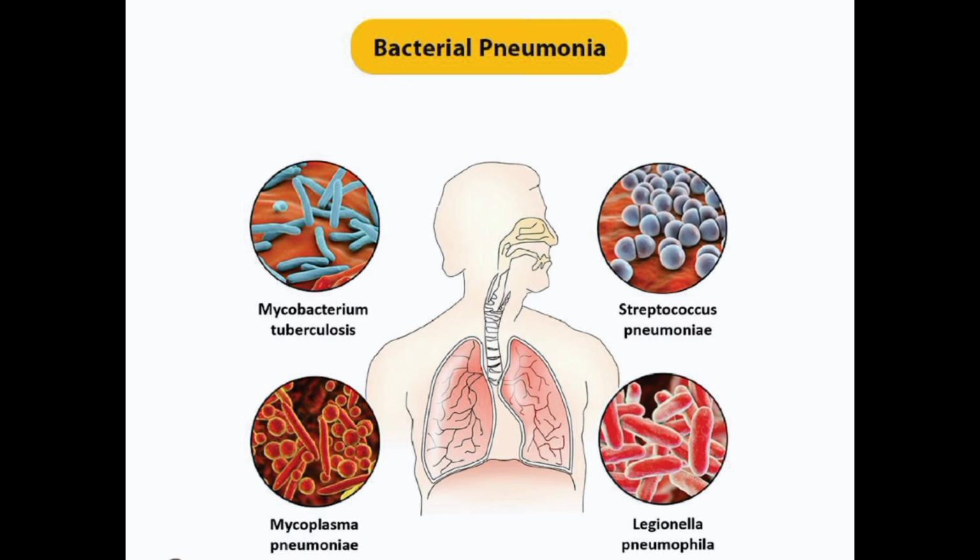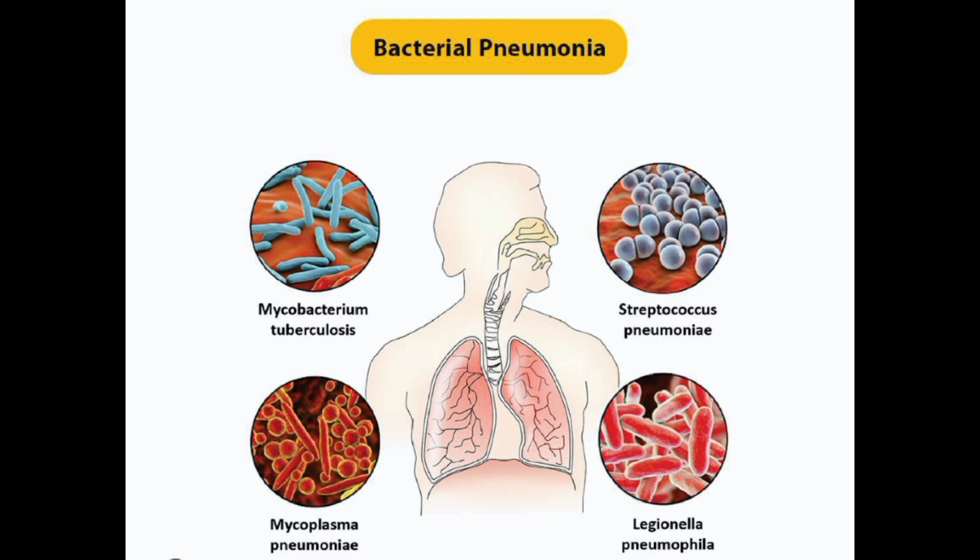The symptoms of bacterial pneumonia can include cough, fever, chest pain, shortness of breath, fatigue, and muscle aches. The severity of symptoms can vary depending on the age and overall health of the person affected, as well as the type of bacteria causing the infection.